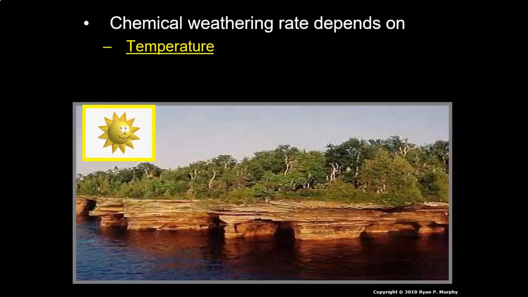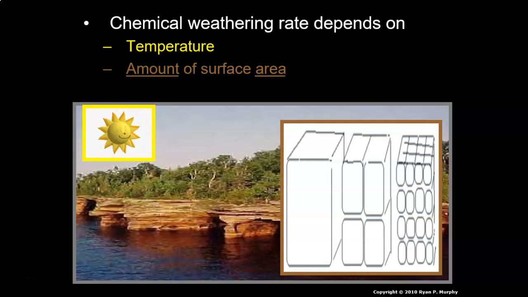It can depend on temperature. The warmer it is, the faster the chemical weathering happens. The colder it is, the slower the chemical weathering happens. Therefore, weathering of rocks tends to happen much more quickly in tropical climates rather than in the tundra or in polar climates. The amount of surface area.